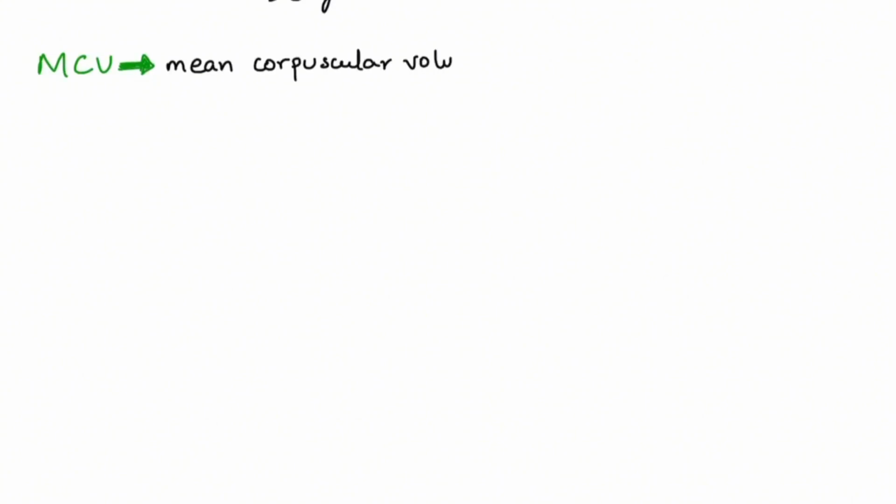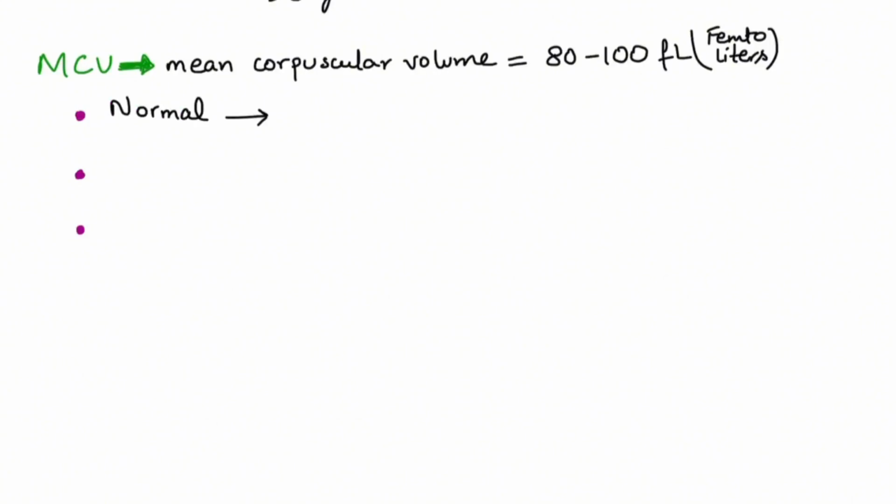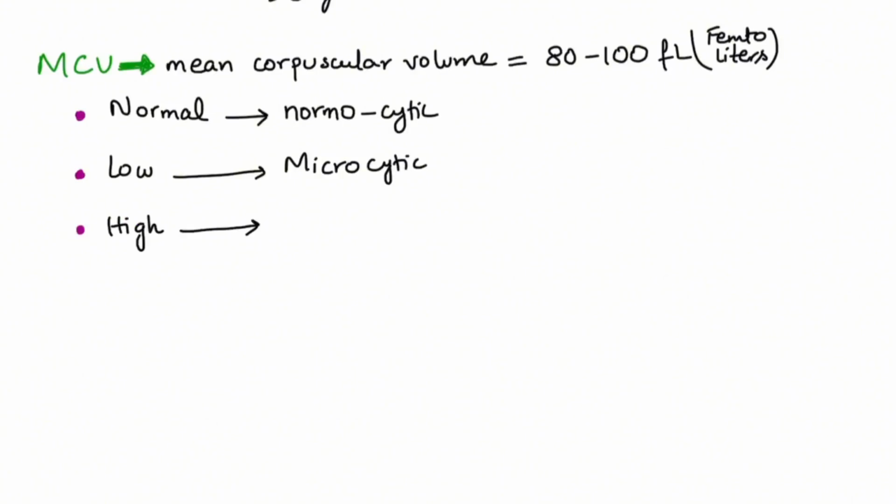The next thing is the MCV, which is mean corpuscular volume, that tells us about the size of the cell. The normal range is from 80 to 100 femtoliters, and it can be normal, low, or high. If it is normal, we call it normocytic, which is the normal cell. If it is low, this is microcytic, that is small cell. And if it is high, we call it macrocytic, which is large cell.